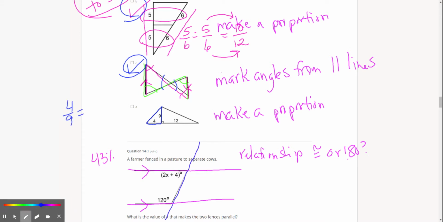12 over which one? So 12 and 9. Which one goes on the top? Which one's smaller? I have a blue triangle on the left, right? So the blue triangle is going to be small over large, 4 over 9. And then I've got a pink triangle on the right.